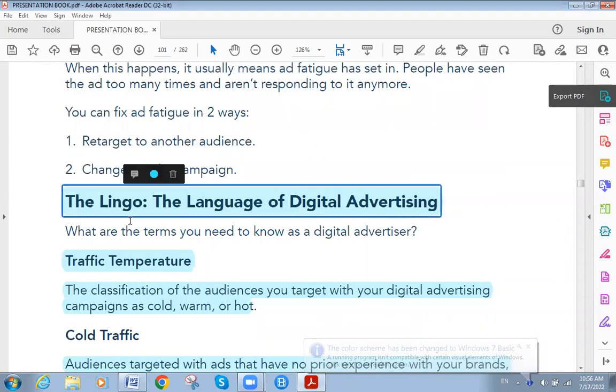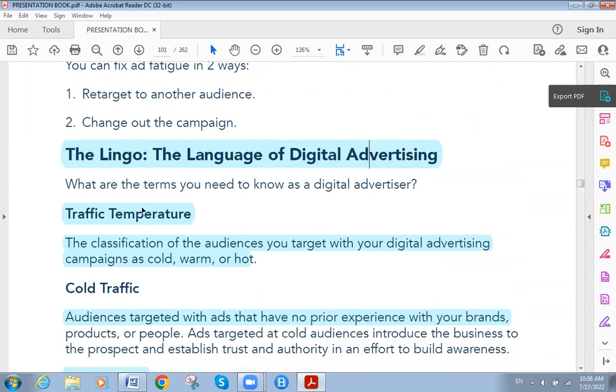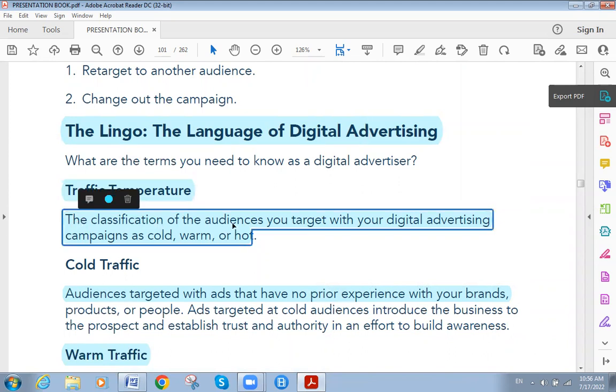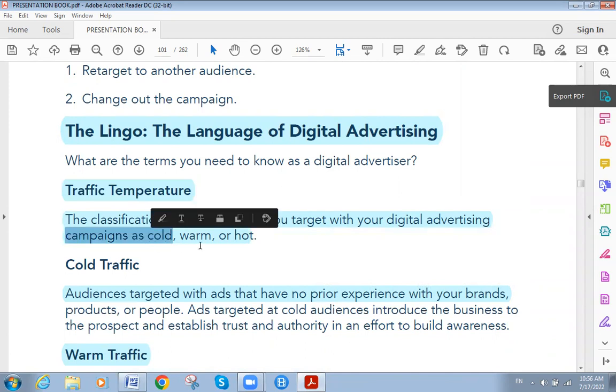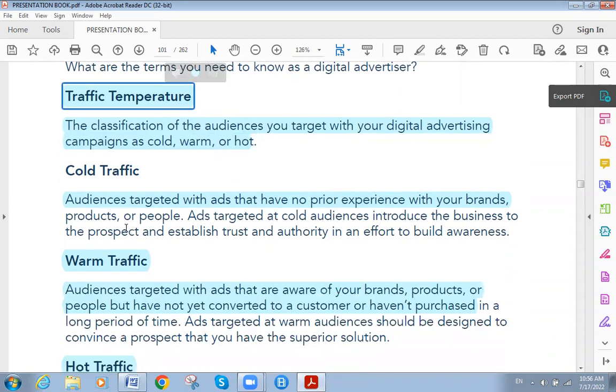And we talk today about the lingo. Lingo means the language of digital advertising. We call it lingo here. So we have the traffic temperature, the classification of audiences you target with your digital advertising campaign as cold or warm or hot. As we said before, this is not the first time for us to mention this.